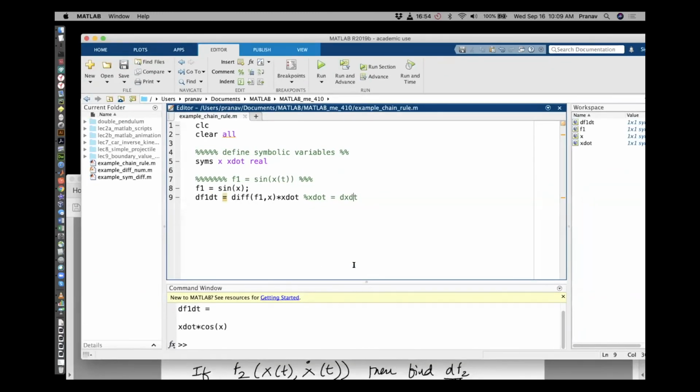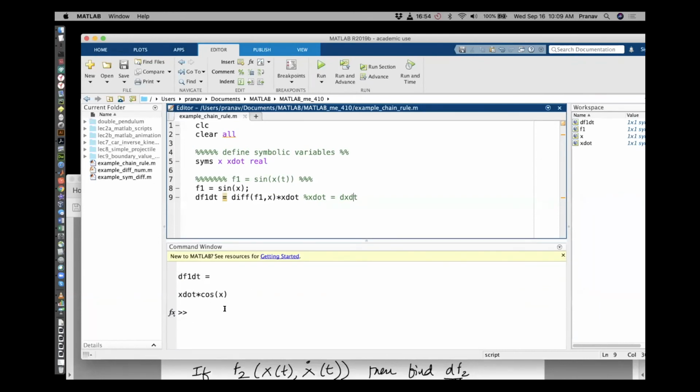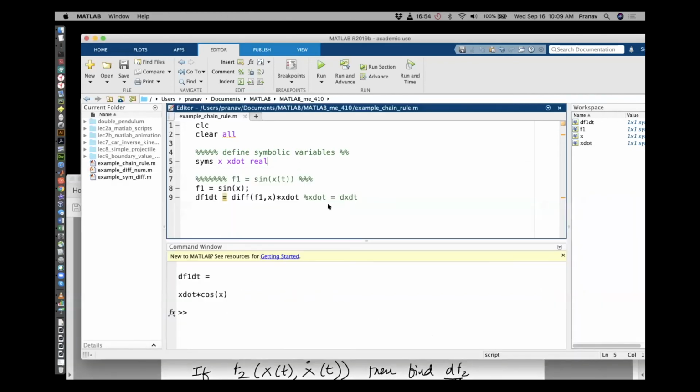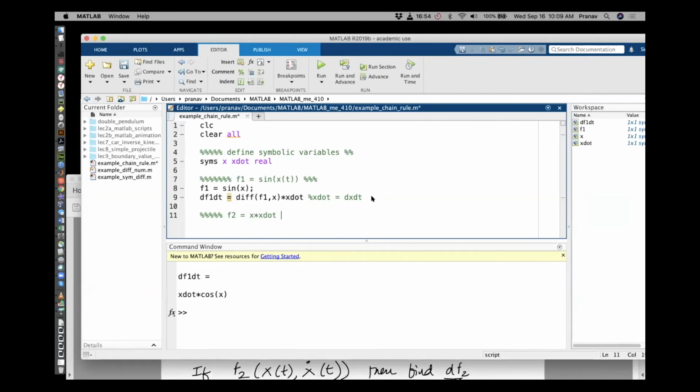Okay, so we get x dot times cosine of x, and if you check, that's exactly what we had from hand calculations. Let's do the second one quickly. F2 equals x times x dot. So that was my equation. So I'll write F2 equals x times x dot.